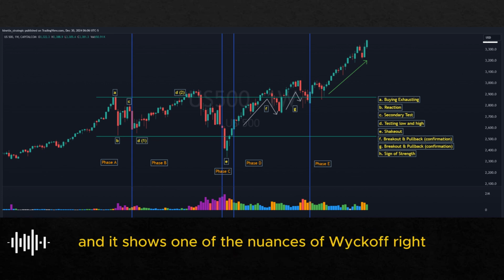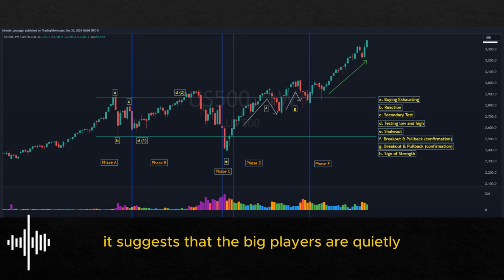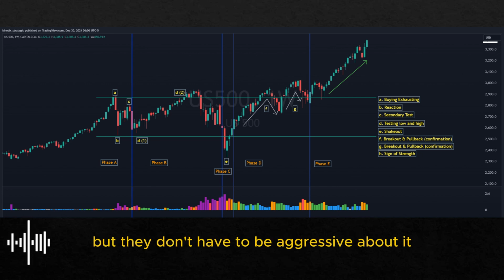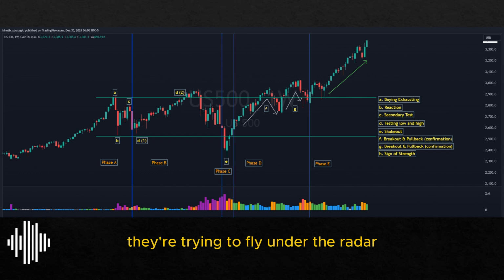That's a great point, and it shows one of the nuances of Wyckoff. Sometimes the lack of selling pressure is enough to push the price up. In this case, that decreasing volume suggests that the big players are quietly absorbing those shares that are offered, but they don't have to be aggressive about it. So it's like a stealthy accumulation. They're trying to fly under the radar.